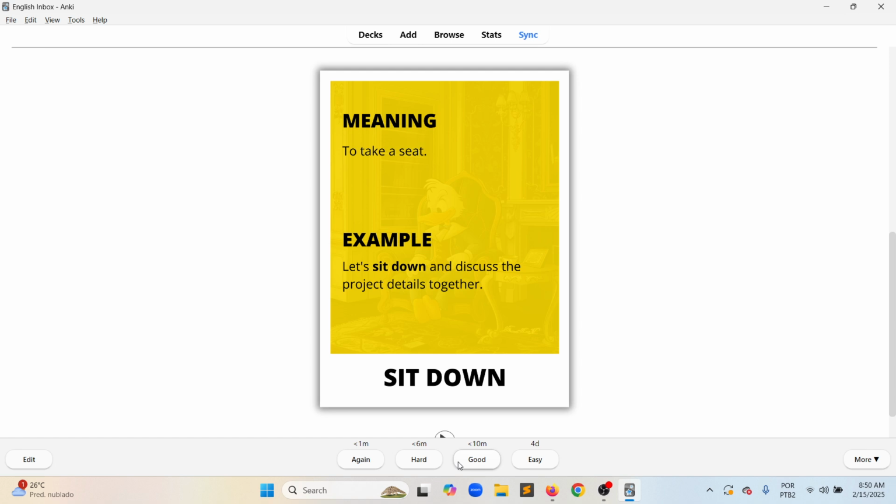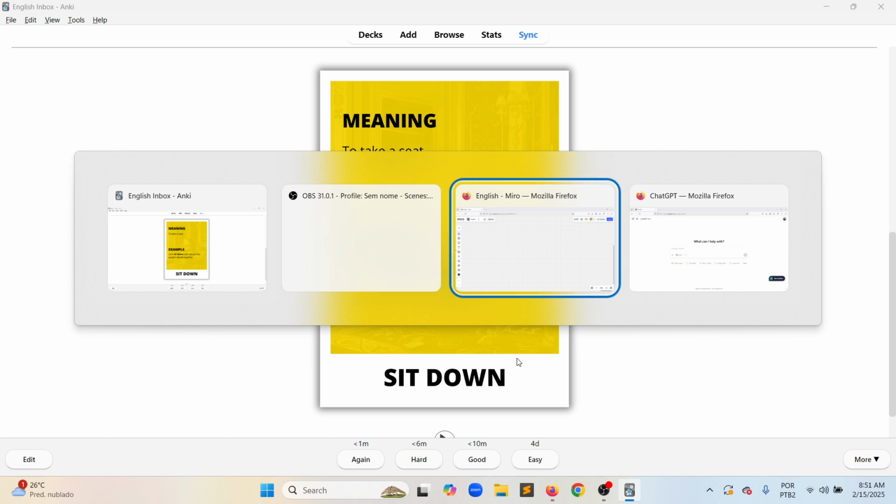Okay, this one is really simple because sit is when you are in a chair or on a bed or something. So in this case, sit down is just to take a seat. So instead of saying, please sit, we can say, please sit down. Like the example, let's sit down and discuss the project details together. Okay, so sit down, pretty easy. I think everybody knows. But let's think about some situations that we can use this one.